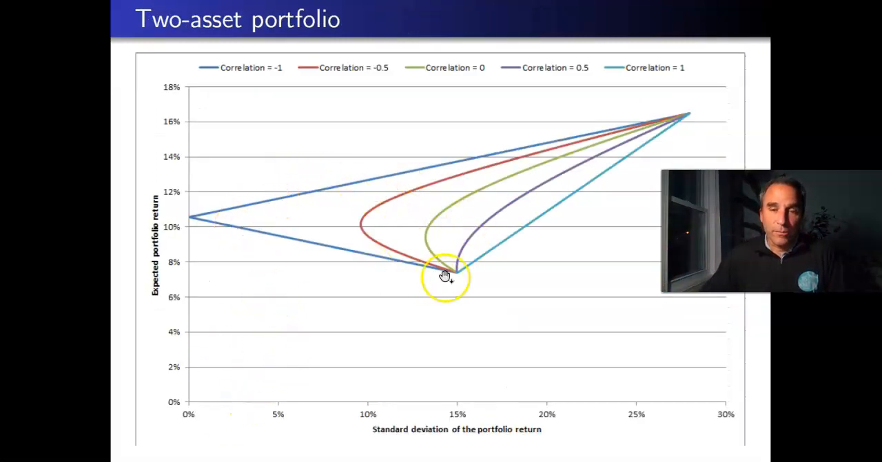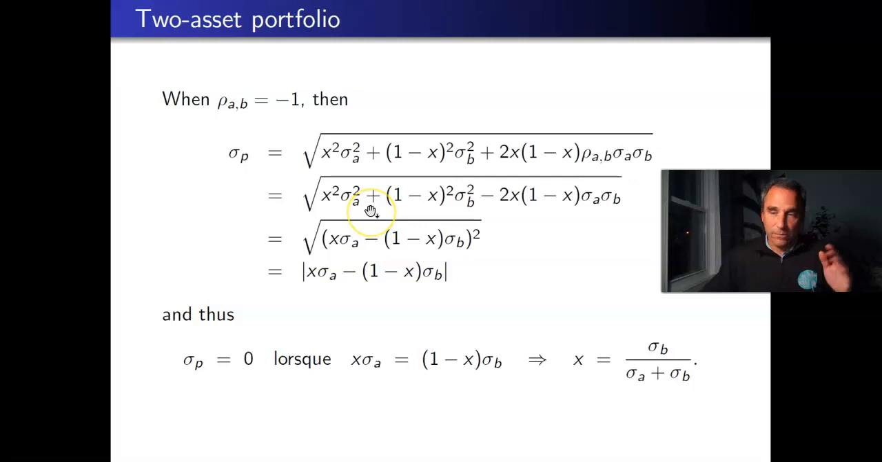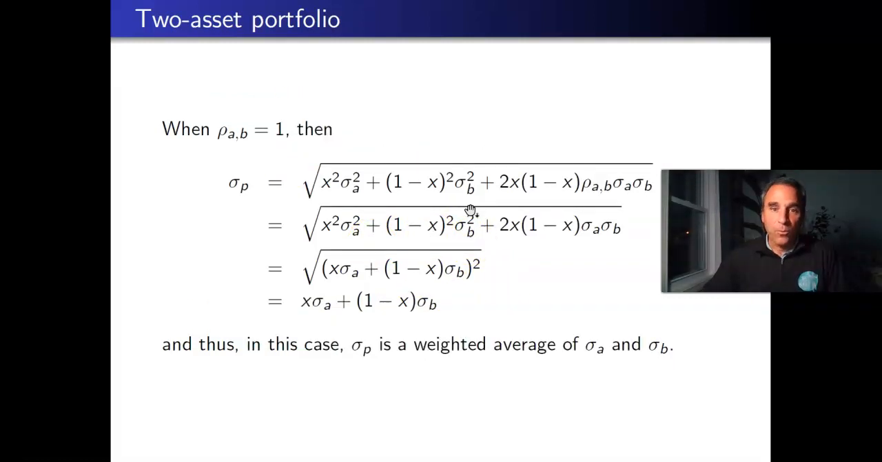So here we have all the possibilities, with different values for the correlation. When correlation is perfectly negative, then it's possible to combine both assets to eliminate risk completely. And when the correlation is perfectly equal to 1, then the risk of the portfolio is the average risk of the assets in the portfolio. So here you have the details of what happens when correlation is -1, and what happens when correlation is equal to 1.